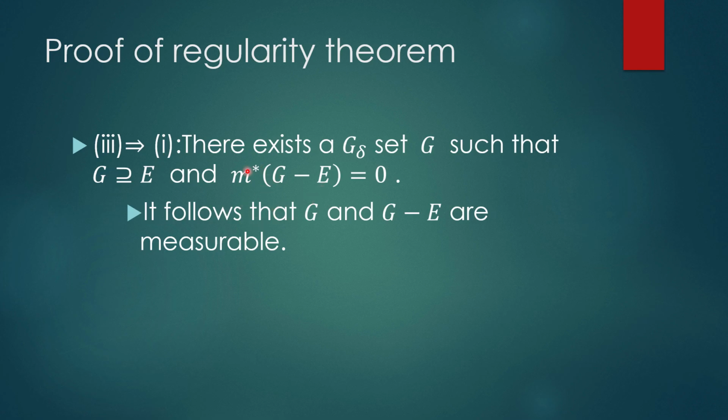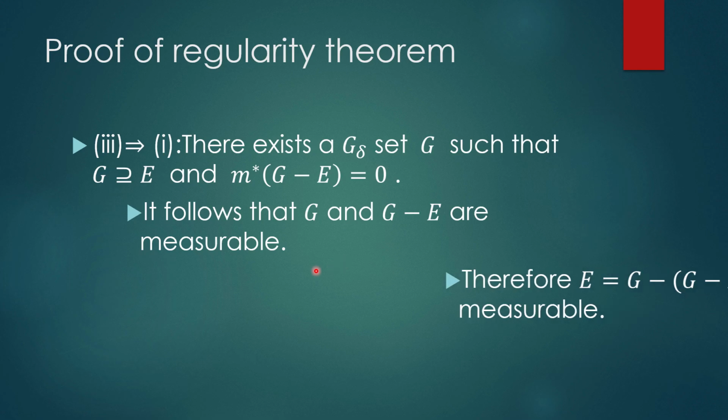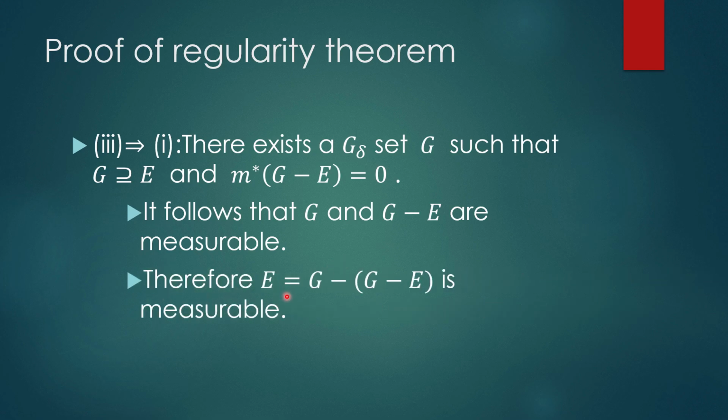So from here it follows that G and G difference E are measurable sets, because we have already shown earlier that if the outer measure of a set is 0, then the set is measurable. Since the outer measure of G difference E is 0, G difference E is measurable. But G is a G delta set, therefore G is also measurable. That is, G and G difference E are measurable sets. So therefore, you can write E in this form.